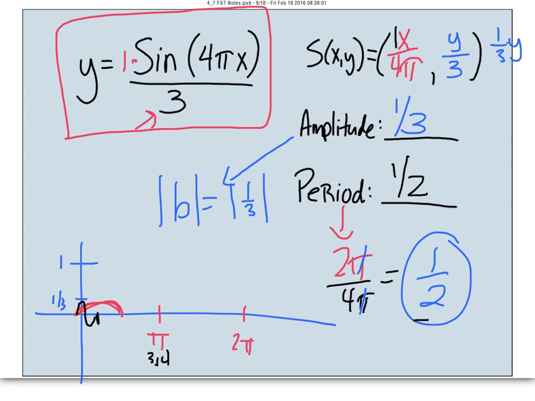This is just more of an advanced example, but it's something that works the same way as the other ones we've looked at.